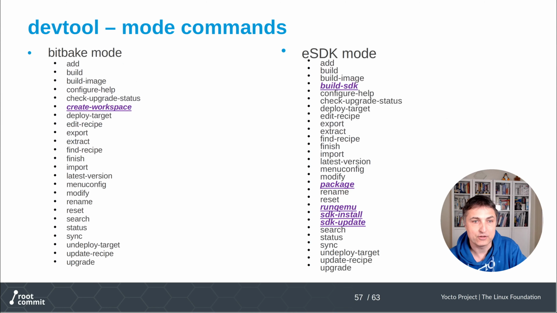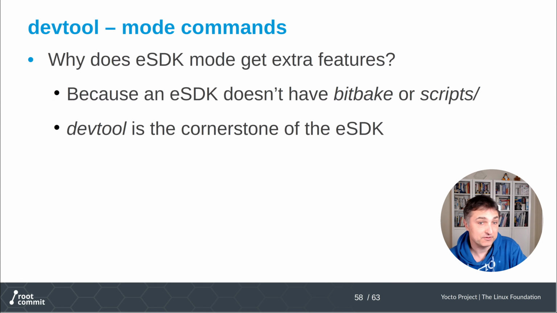So let's have a look here. You can see the devtool subcommands in BitBake mode and ESDK mode. Right, so you see a few additional ones that the BitBake mode doesn't have. And that's typically because indeed the ESDK doesn't have BitBake and scripts. So you need devtool to do a few of those things. Right, so devtool is indeed the cornerstone of the ESDK.